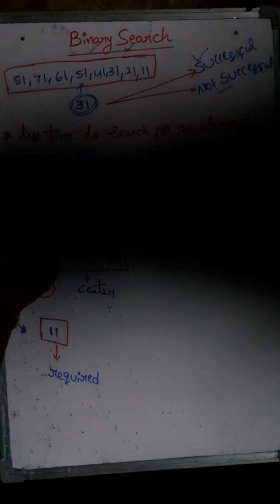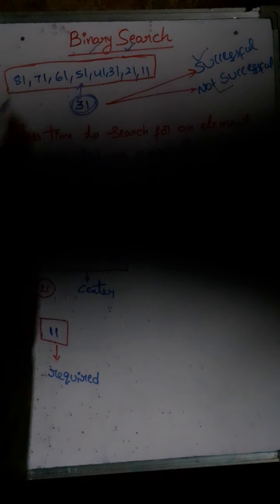So in data structures we have two searching methods. One is linear search and another one is binary search. Binary search will take less time to search for an element compared to the linear search.